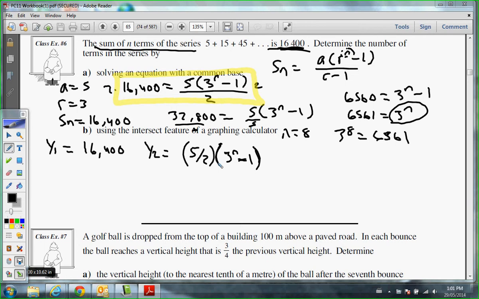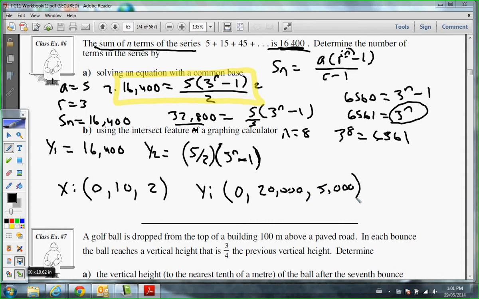Your window is going to be this right here. I already got it for you. The first number is your min, the second number is your max, the third number is your scale. So 0, 10, 2 for X. Your Y, you're going to want 0, 20,000, and then your scale 5,000. That's what you want for your window.